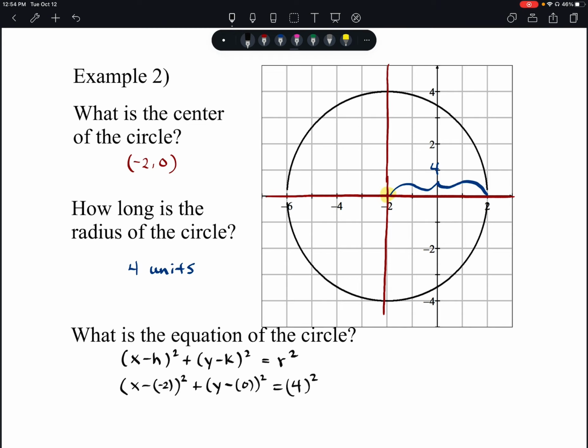And let's just take the time to clean it up. x minus -2 is going to be the same thing as x plus 2, squared. If I do y minus 0, I'm going to say that's just y, so plus y squared is going to equal 16. And there is the equation of that circle.